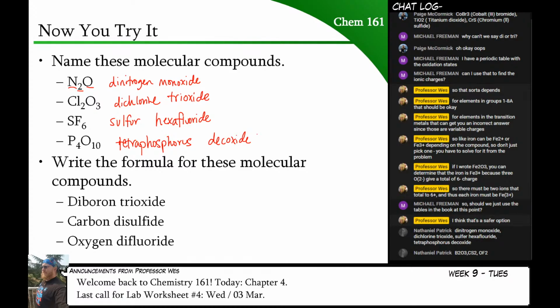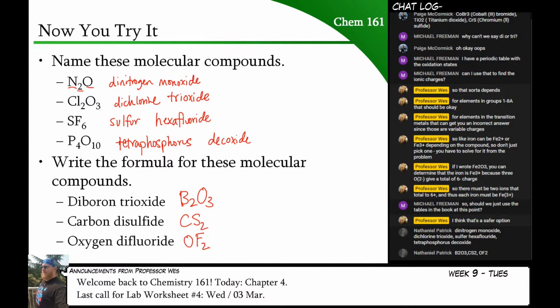And then write the formula for these compounds. Diboron is B2. Trioxide is O3. Carbon is just carbon. Disulfide is S2. And then oxygen difluoride. Pretty straightforward for doing covalent compounds. The trick is not to get the rules mixed up with other rules we've already learned. Excuse me. But this is all review from Chem 140 anyway, so that's why we're going through it so quickly.